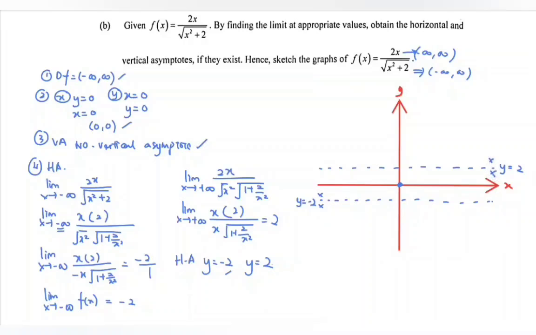By referring to the calculator, kindly key in this function and calculate the value when x is equal to negative 50. We notice that we have a value which is above negative 2. The same goes for the right hand side: when we key in 50 as x, we will have a value less than 2. So the graph will be something like this. So that is the situation for this question.